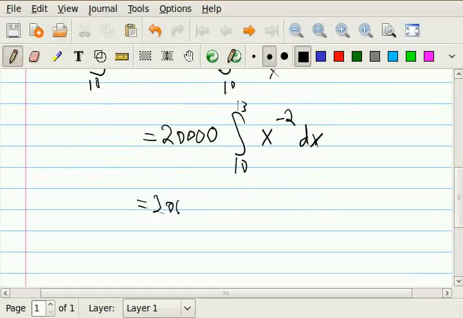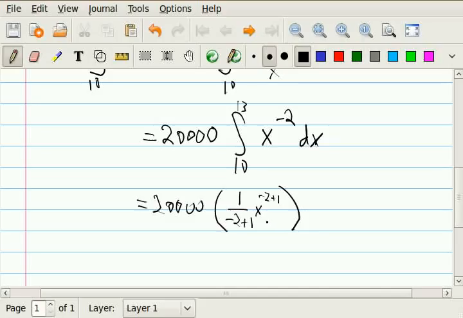That'll give me 20,000 times, and here's where I want to use calculus. I want to find an antiderivative of x to the power negative 2. I can use the power rule here. It's x to a power, so I get 1 over the old power plus 1 times x to the old power plus 1. That's my antiderivative.